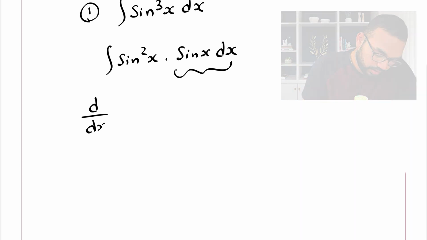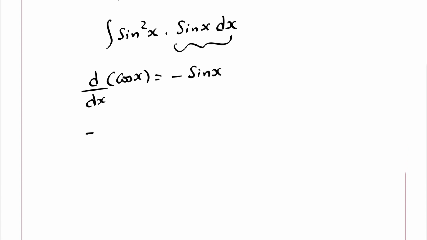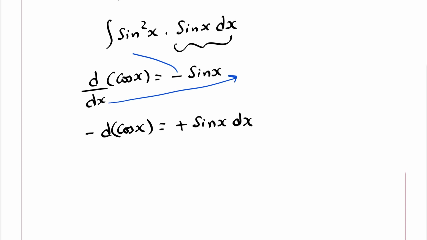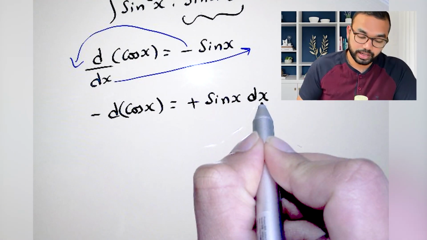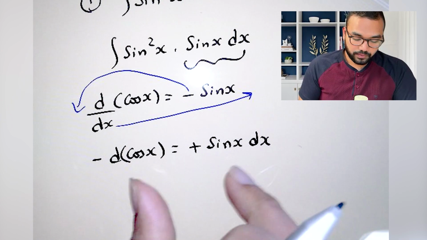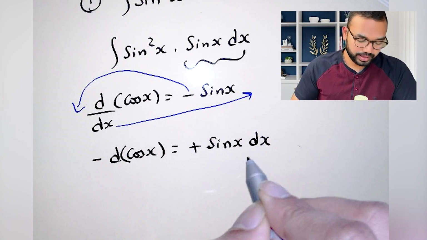d by dx of cos x is minus sin x. So I can write minus d of cos x is equal to positive sin x dx. What I just did is basically bring this dx here and the minus sign over here. So minus d of cos x is sin x dx, right? So I'm going to plug minus d cos x for sin x dx.